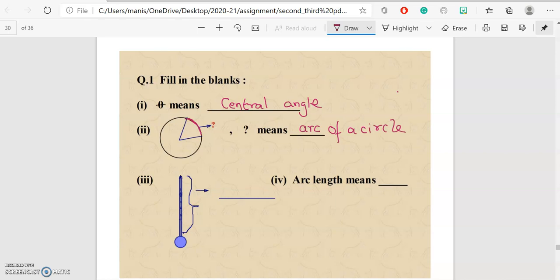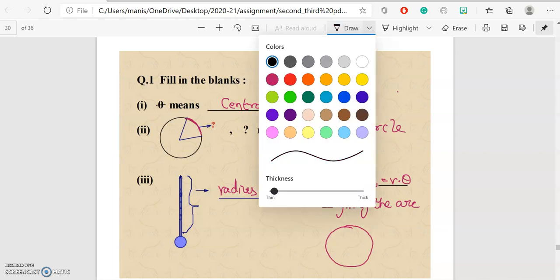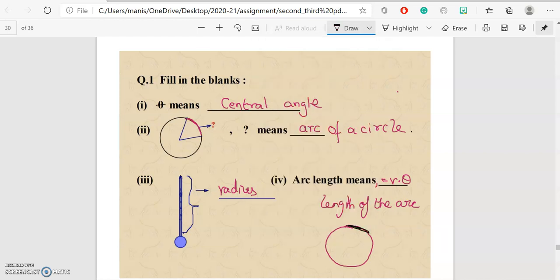What about this one? This is called the radius. You remember we have done one problem related to the pendulum. This is called the radius. What about arc length? You can write over here arc length is equal to r times theta, or you can also write it like this, length of the arc. Or you can draw the circle over here and we can represent the arc on the circle also. Any section on the circumference of the circle is called an arc. So the length of this arc is called the length of the arc. I can just write over here arc length. So there are three different ways to write the answer for this question.